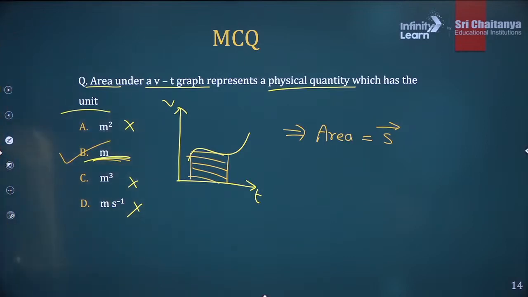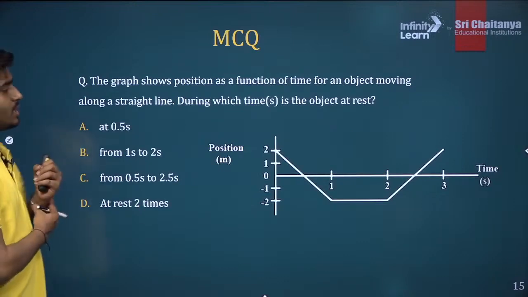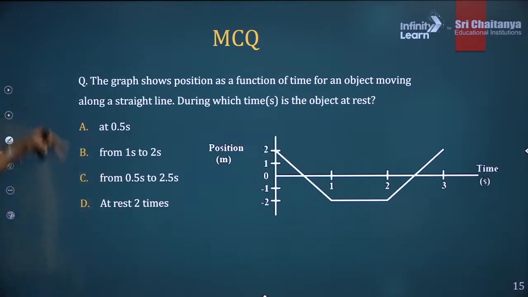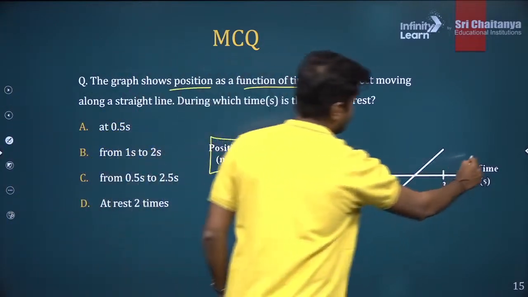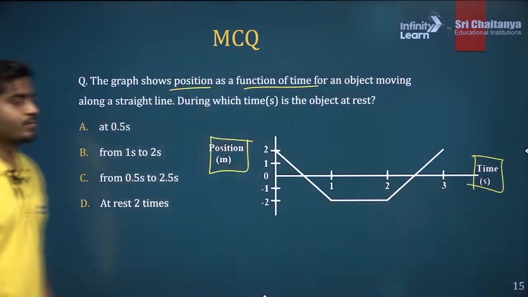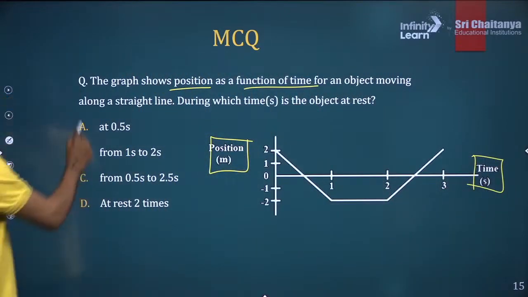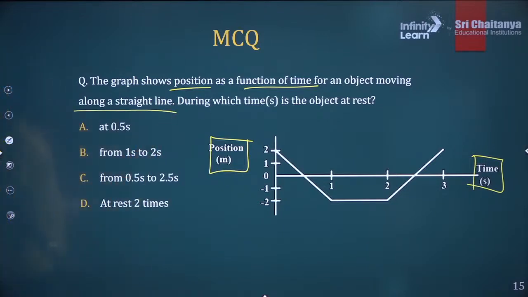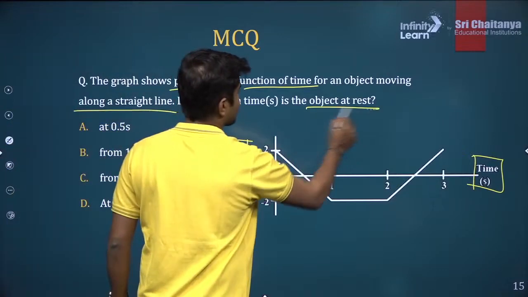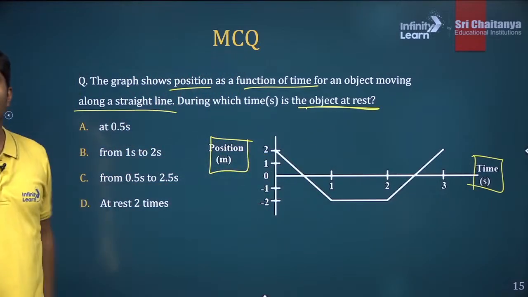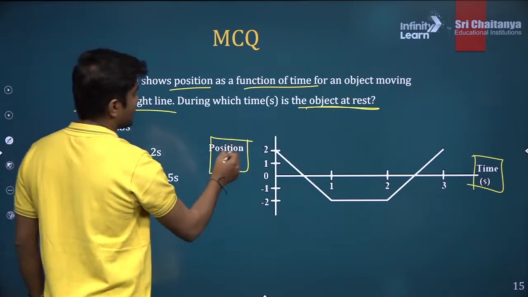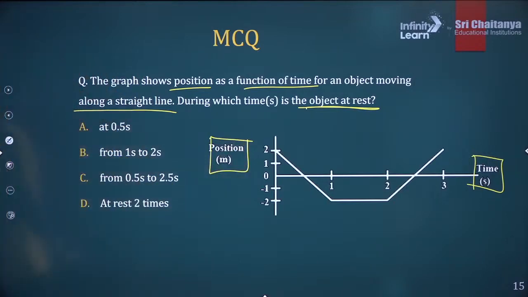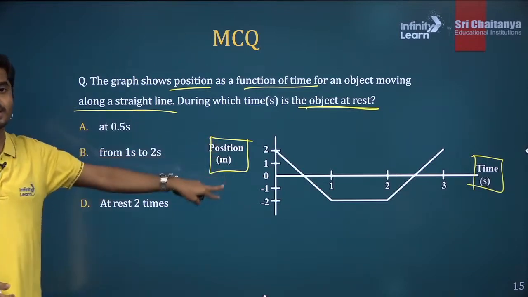Let's go to the next question. I'll explain the question first. This graph shows position as a function of time. There is a position and this is a time. For a moving object along a straight line, during which times is the object at rest? Looking at this graph, you want to tell me when the object is at rest. Remember, this is a position, that is our distance or position of the object. This is not the velocity.